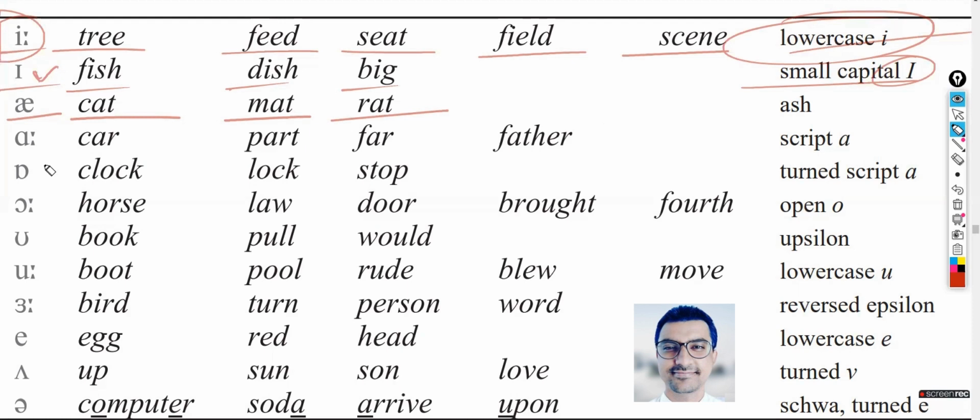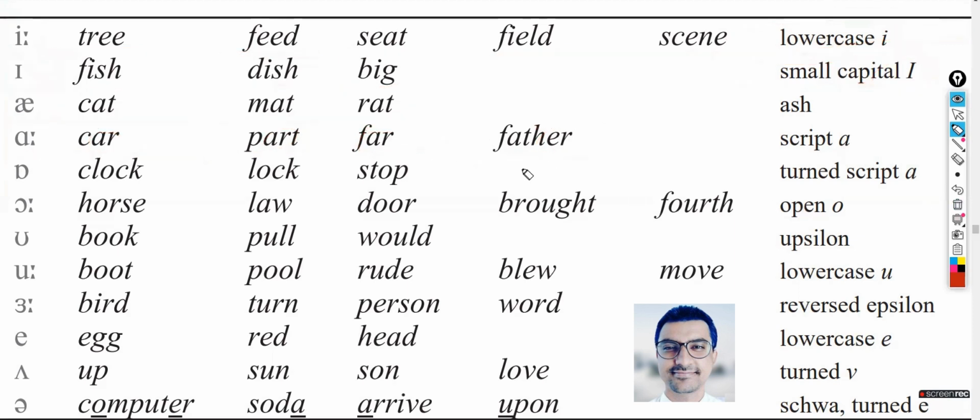Okay, fine. Now next one. This is /ɑː/: car, pot, far, father. In British English we say, remember, it's a kind of short sound, when your jaw and tongue are very relaxed.